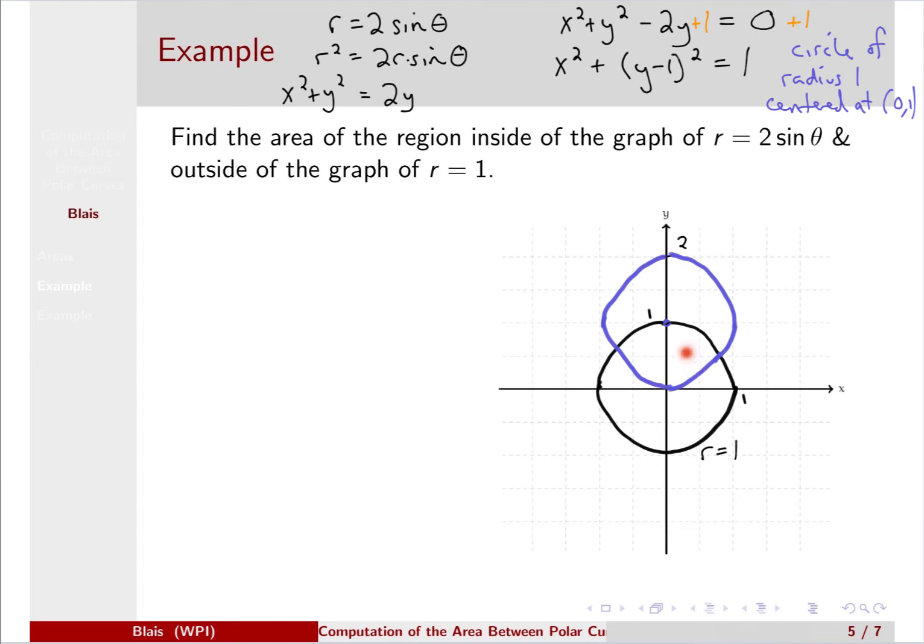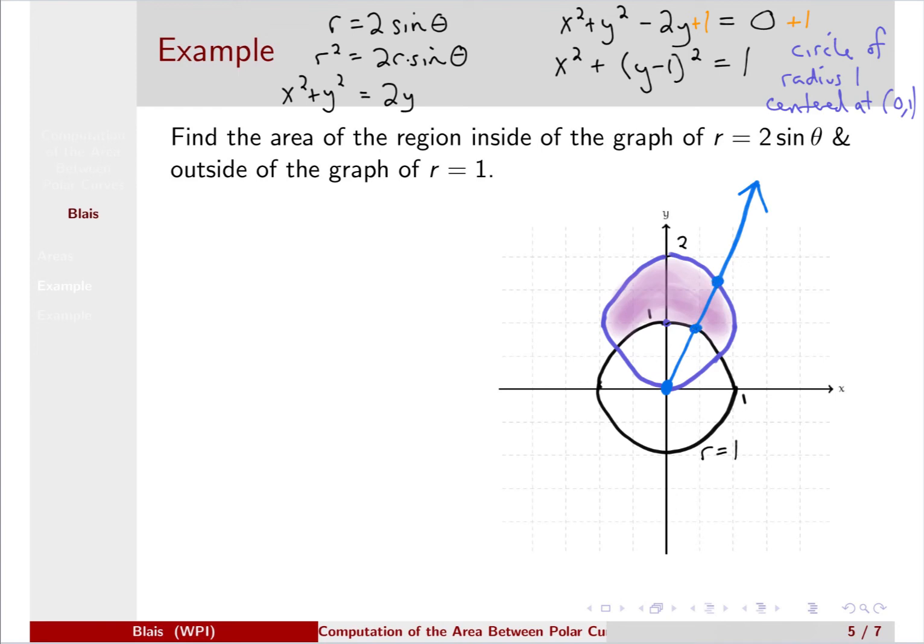And the question is asking us for the area of the region inside of r equals 2 sine of theta and outside of the graph of r equals 1. And so the area that we seek is this piece here. So thinking back to the strategy that we just discussed on the previous page, we take a ray emanating from the pole, from the origin, and send it through the region. And we check where it enters and where it exits the region.